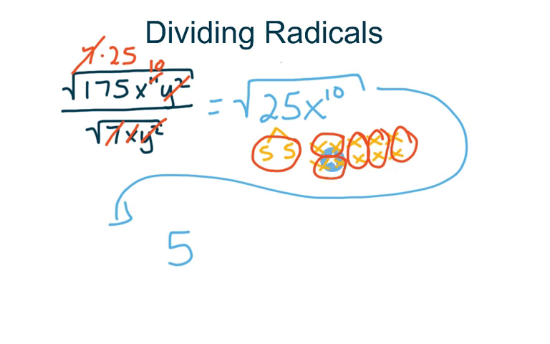We have 1, 2, 3, 4, 5 x's, so x to the 5th, and there are no individual items left, so we don't have a remaining square root at all. So your final answer is just 5x to the 5th.